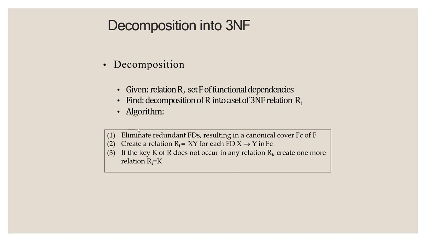So we talked about how we can decompose something into 3NF. We first compute the canonical cover by getting rid of all of the extraneous attributes and extraneous dependencies, and each of the resulting dependencies in FC will become a relation. If something is a subset of another set, we get rid of it. If the key is not part of it, you have to add another set which contains the key.